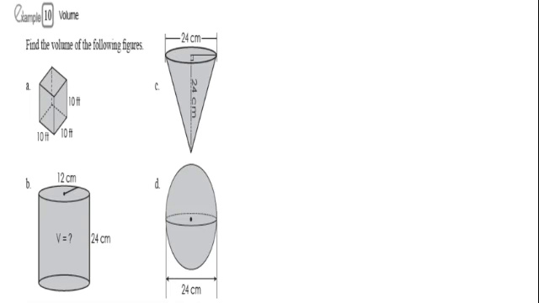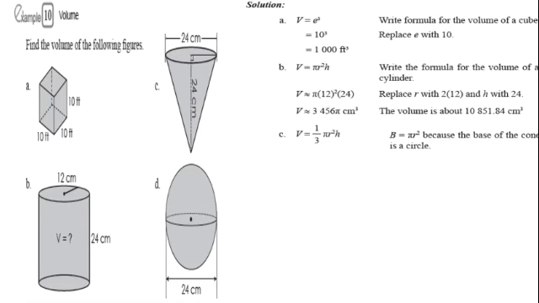We have letter A. So, what is the volume formula of a cube? We have e to the power of 3, or e cube. So, write the formula of a cube. It is e cube. Now for A, this is the dimension. So, it is 10. So, 10 to the power of 3 is equal to 1,000 feet cube.